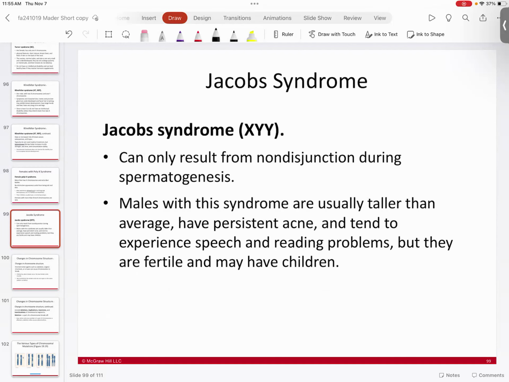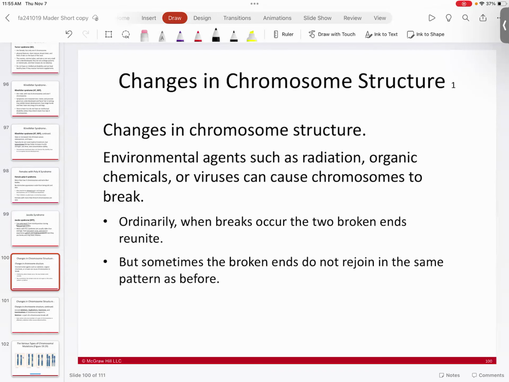Jacob syndrome, which is an extra Y. This is typically a non-disjunction of spermatogenesis. So this is the dad doing this one. He passed on an extra Y when he's only supposed to pass on one. So they usually tend to have a few problems. They tend to have, for instance, a little bit of speech and verbal delays and things of that nature. But they should be fertile just like anybody else. So they just have to give a Y or an X, and they can certainly do that.